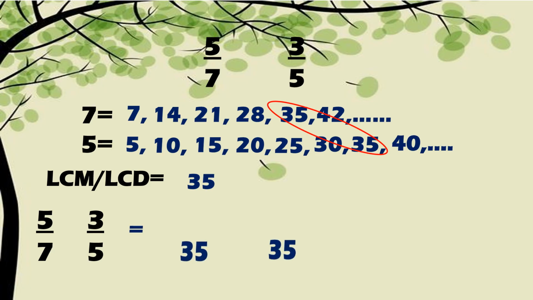Our LCD is 35. So 35 divided by 7 is 5. 5 times 5 is 25. The second fraction, 35 divided by 5 is 7. 7 times 3 is 21. They are now similar fractions.